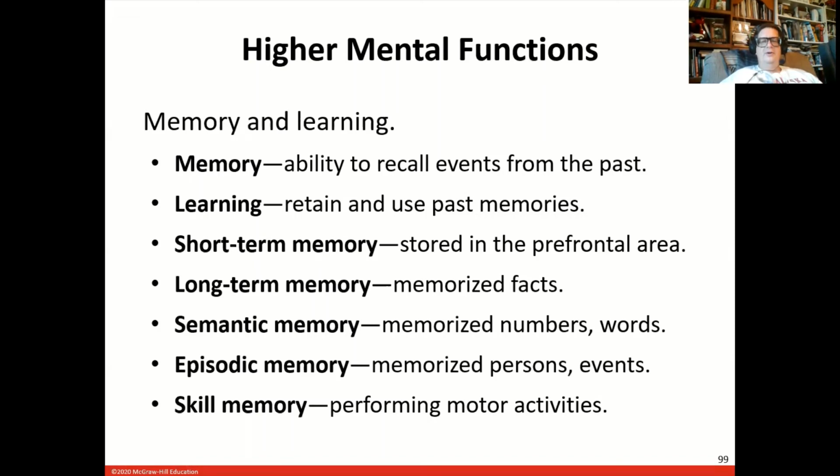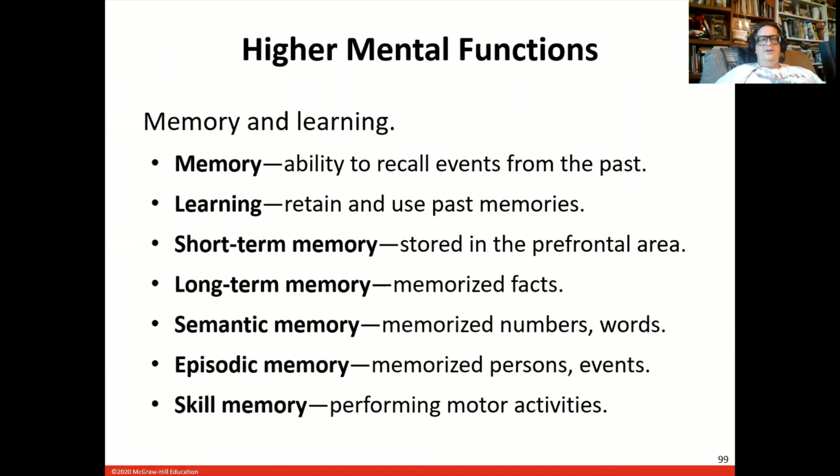Semantic memory would be specific numbers, specific words. Episodic memory, you remember something that happened in the past. You remember who a person is, who you know. Skill memory, this takes a while to develop. People spend a lot of time learning how to catch a ball or how to lay down the perfect bead when they're welding. But you know how they say, oh, well, it's like riding a bicycle. You do it once, and it'll come back to you if you get back up. That's a skill memory.